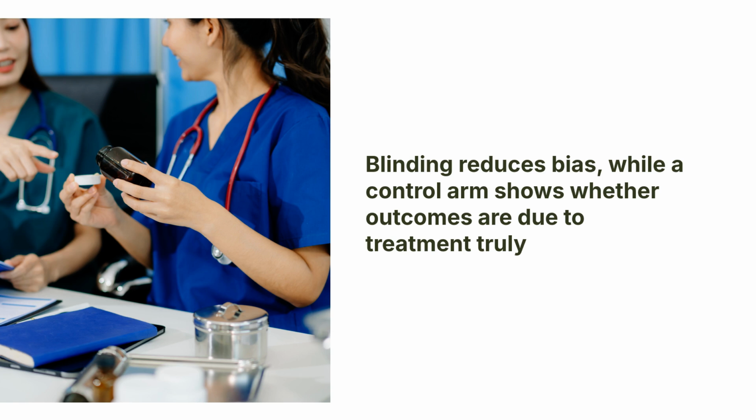A control arm provides the comparison needed to attribute an effect to treatment. That control may be placebo, an active comparator, or standard care. Without control, natural disease course or placebo response can mislead you.